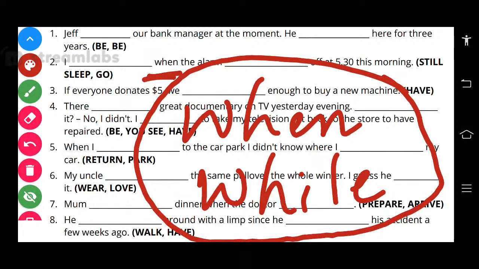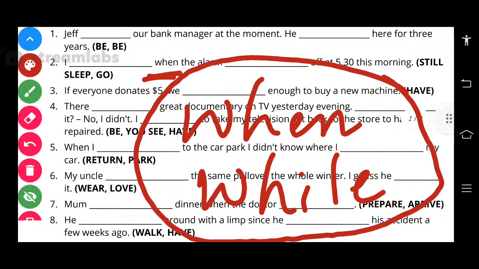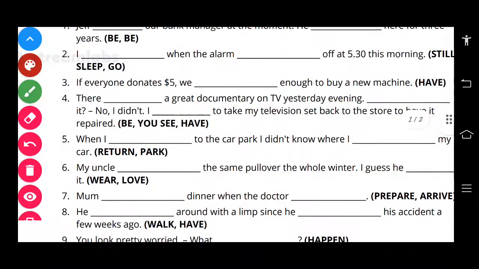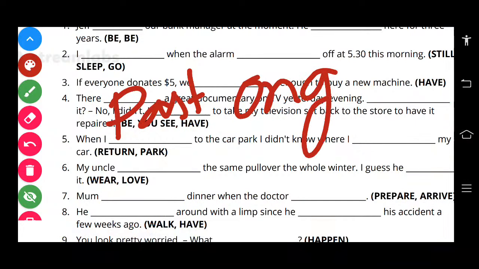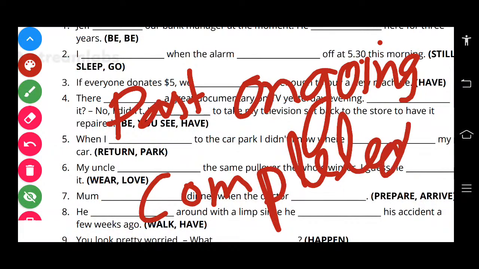Right? Did you understand this? When you come across a sentence, you should not think that all the times when and while will be the actions which I told so far. Just when we come across conjunctions like when and while, we have to think about two actions: one is a past ongoing action, and the second one is a completed action.